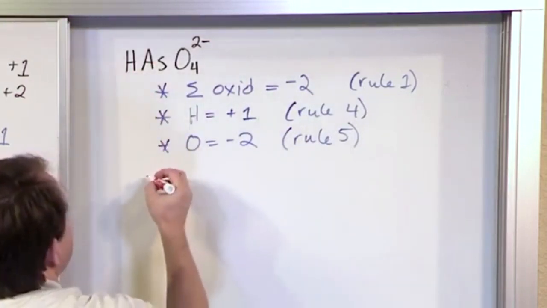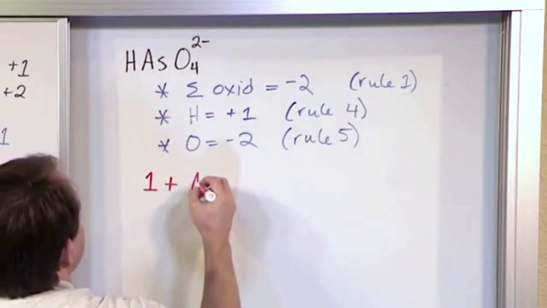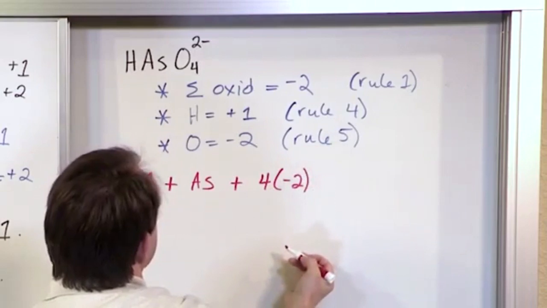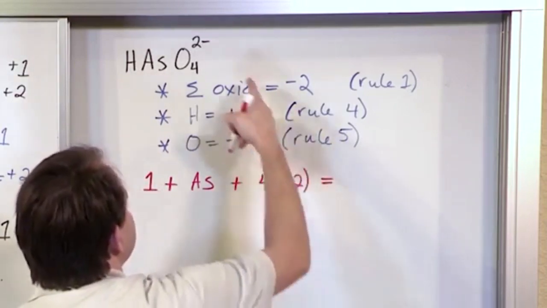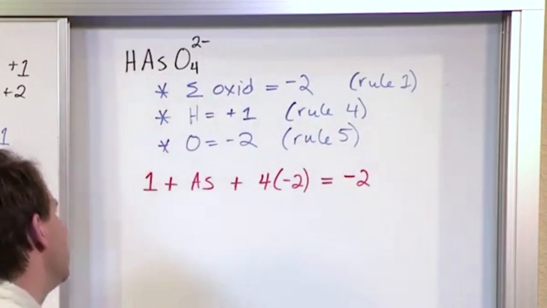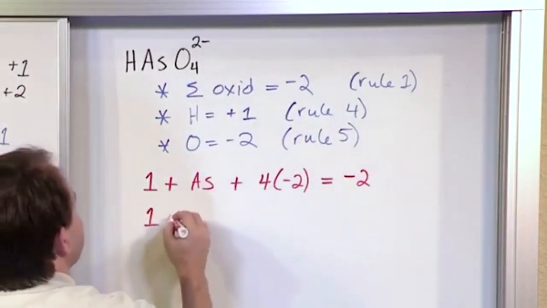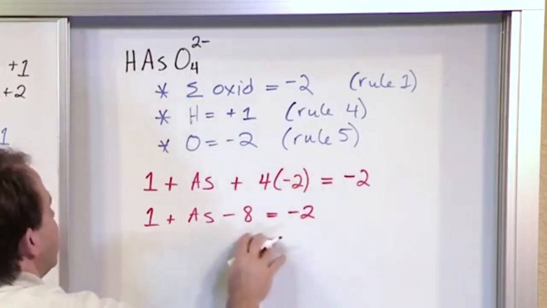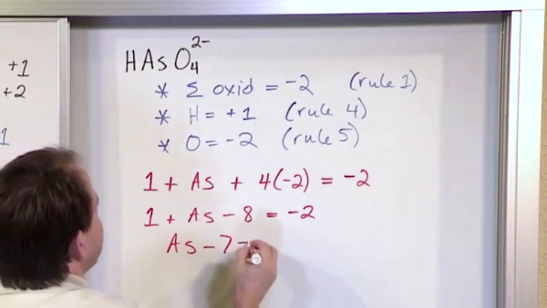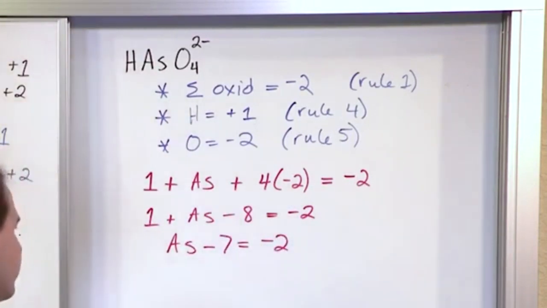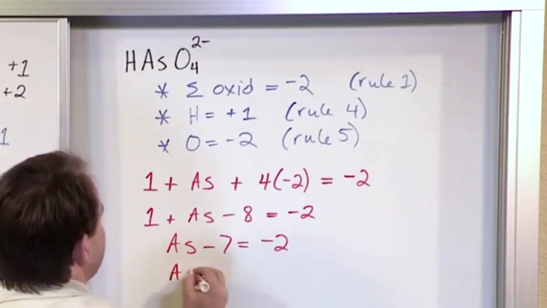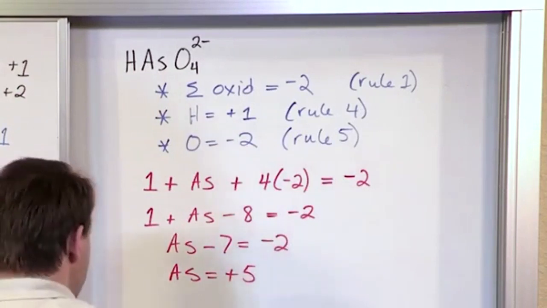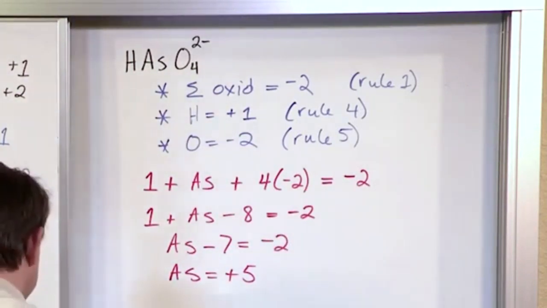So you add up these oxidation numbers, and you have 1 plus whatever arsenic is, I don't know what it is, plus 4 oxygens. Each oxygen has an oxidation number of -2, and all of this has to sum to -2 because this is an ion. So then we just continue to drag everything along. Here we have -8 from this multiplication. We have -2 here. Then we add these up. Arsenic - 7 is -2. And then we move this 7 to the other side, so we see the arsenic is +5, because when you move it, it becomes +7, and +7 minus 2 gives you 5. And so this is the answer for arsenic.